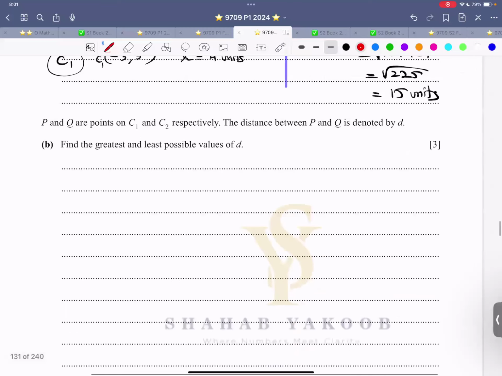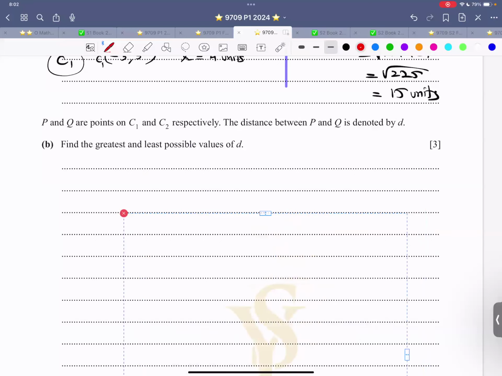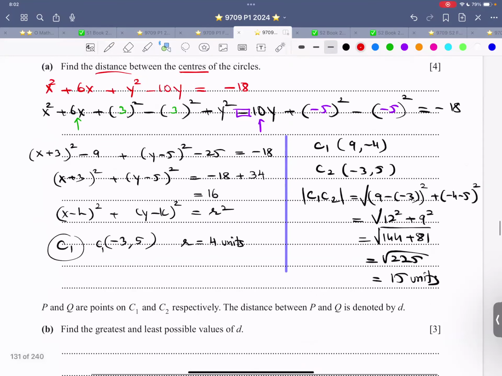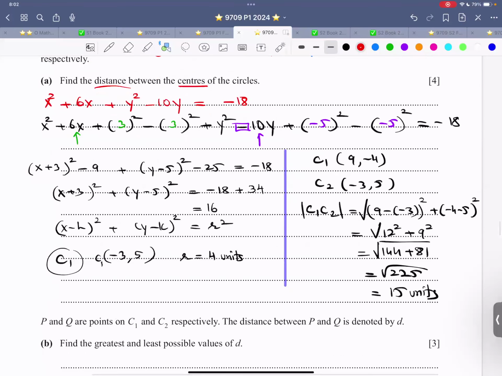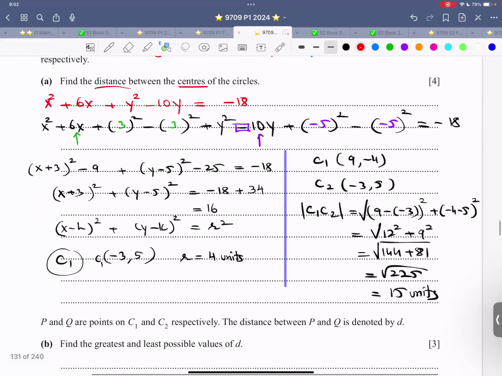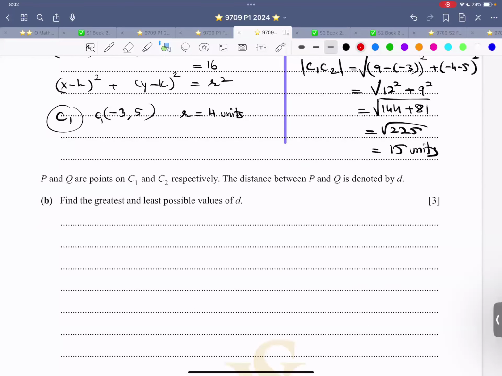Now it says a nice question, a simple and nice question. It says P and Q are points on C1 and C2 respectively. The distance between P and Q is denoted by D. Find the greatest and least possible value. So now there is a small circle, there is a big circle. C1 has a radius 4 and C2 has a radius of 8. Okay. So let's say the first circle is the red circle.